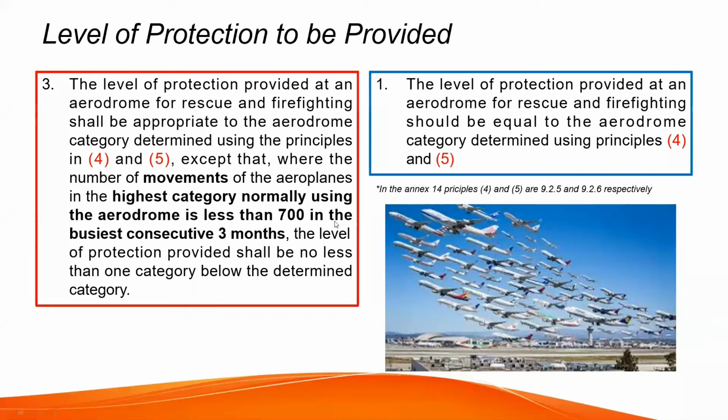So the highest category normally used, if the aerodrome movements are less than 700, means that the category of the level of protection is set by the largest airplane. But considering the movement of that aeroplane within the busiest consecutive 3 months, if it's less than 700, then it can be considered for a lower level of protection.